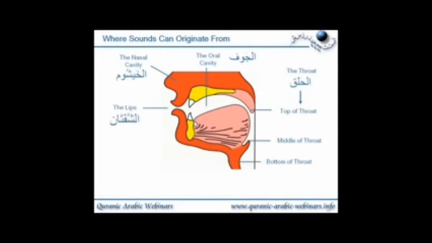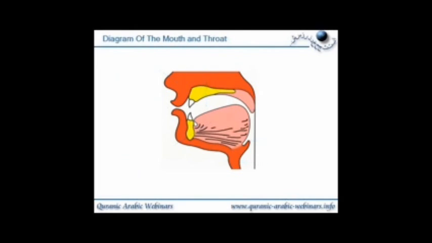Then we have the lips, both the lips, known as ash-shafatan, the two lips. And we have the tongue itself, known as al-lisan. A bit more detail about the mouth and the throat. So we've seen the throat is divided, in terms of our pronunciation, into the bottom of the throat, the middle of the throat, and the top of the throat.